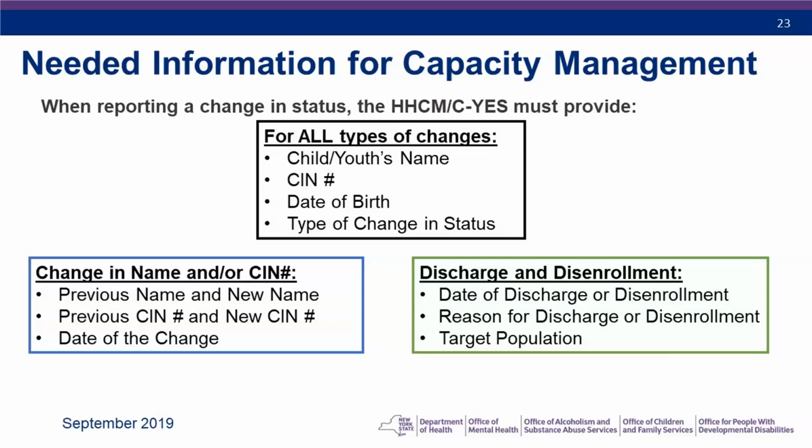If the child is discharged or disenrolled, again, give us their name, their SIN, their date of birth, saying that they're discharged. And please tell us the date, the reason if you have it, and the target population. We have this information, but if we can't find it, then this information is very helpful to ensure that we are tracking children appropriately.